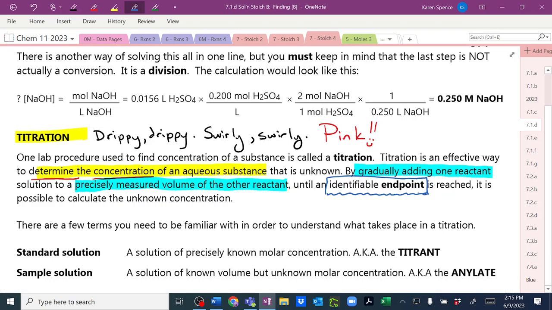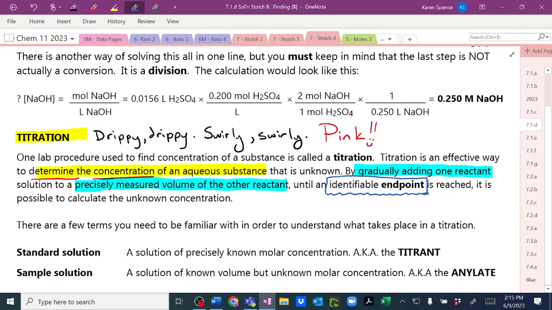No? Pink. Yes, you were right. See, you should trust in yourself, okay? So how did we know the reaction was over? It was pink, and the only reason that we knew that is because we had added an indicator.